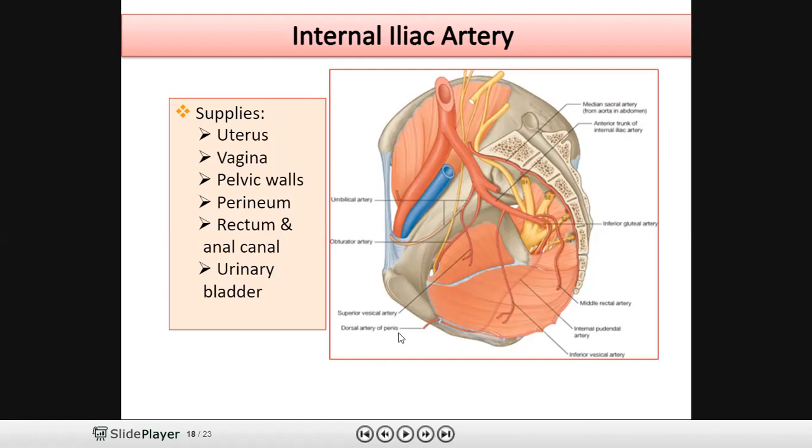So these are the branches of the internal iliac artery. If anything happens to the internal iliac artery, all these organs will be affected, and they might not be able to perform their normal function anymore.